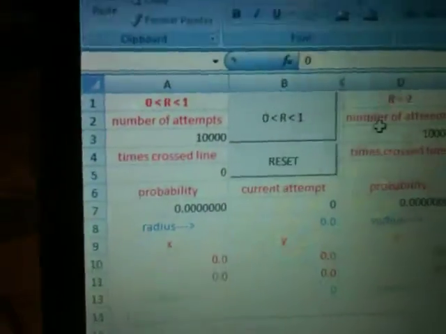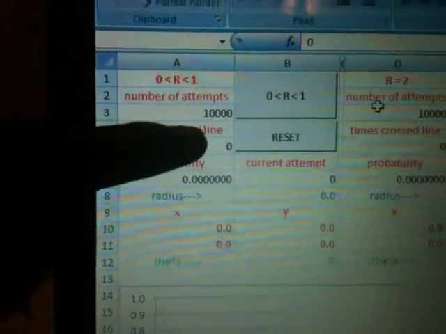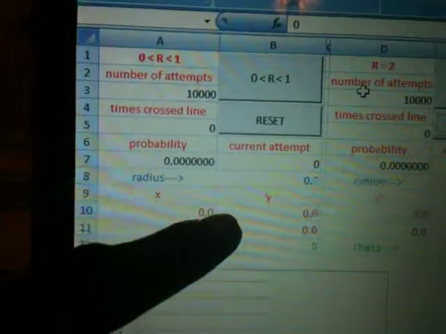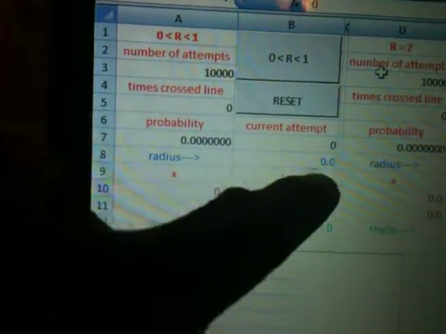So I set up some variables here. We're going to try 10,000 times. We're going to drop a needle 10,000 times. This is another Monte Carlo simulation. And these will apply to x and y points. This is the radius.